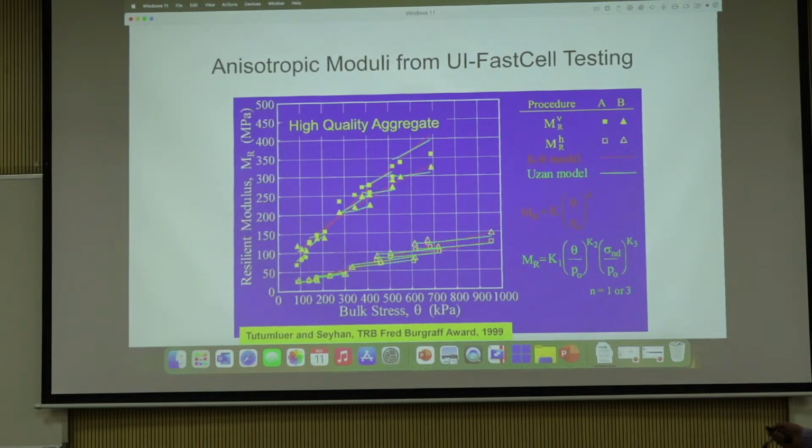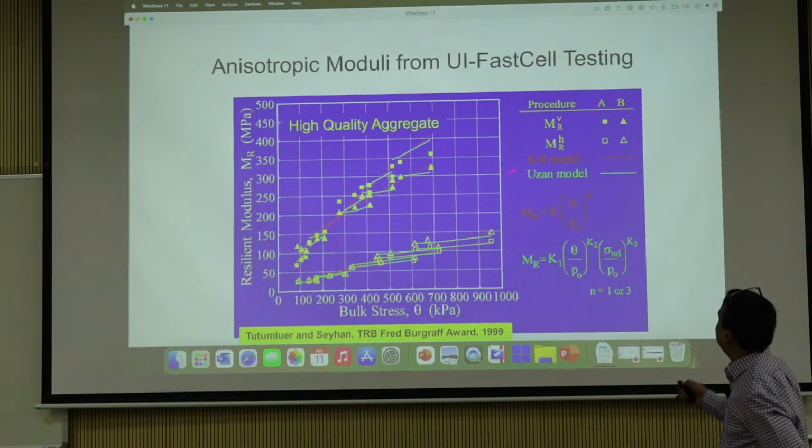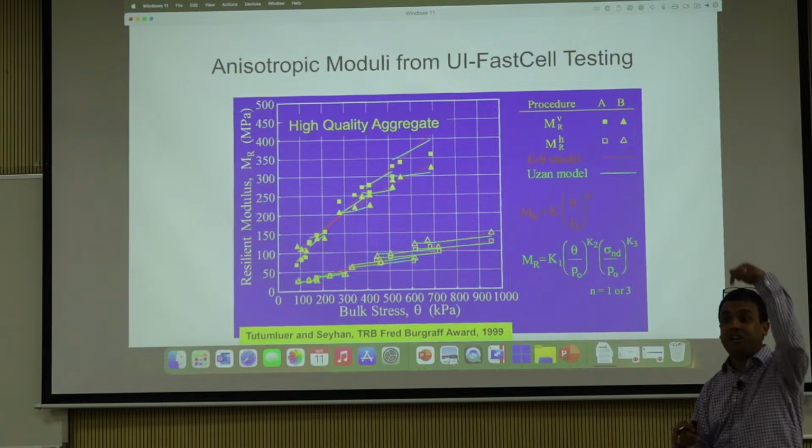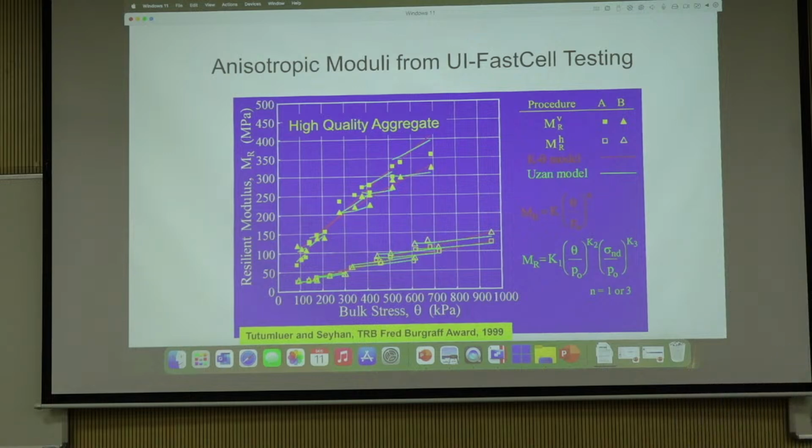Then the fun starts, right? Now you are talking about MRV is the closed and MRH is the open. Now you're talking vertical modulus and horizontal modulus. Now you're quantifying anisotropy, cross anisotropy. Why is that important? I will tell you when we go into modeling and stuff, right? Now the fun starts. Look at this and look at this.